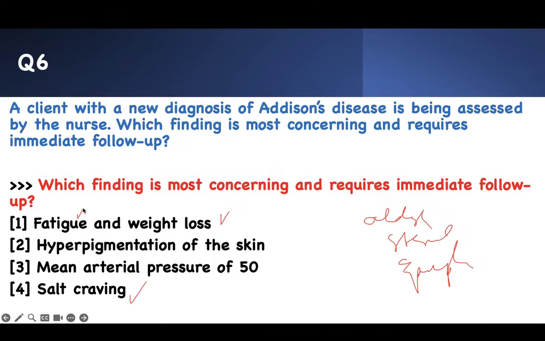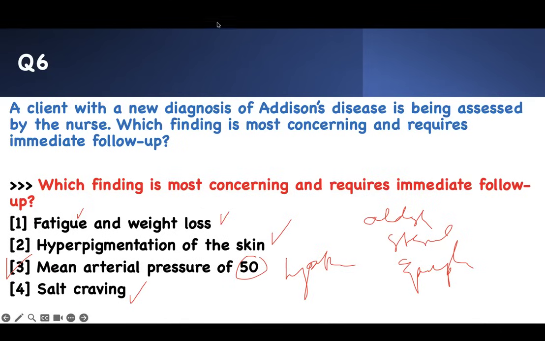Hyperpigmentation is associated with what? ACTH. Pigmentation is an expected finding in Addison disease. Because they lack aldosterone and steroid, they're going to be hypotensive. A mean arterial pressure of 50 is hypotension. And therefore, which one is most concerning? Hypotension. Break it down into the little things and you'll be able to figure out the answer. Number 3 is your right answer.